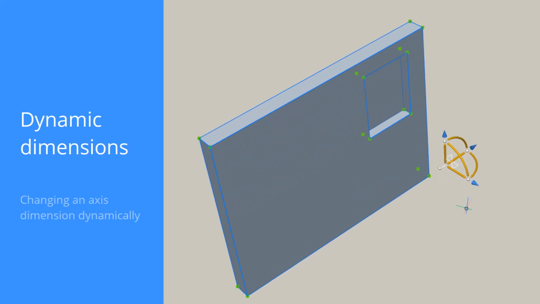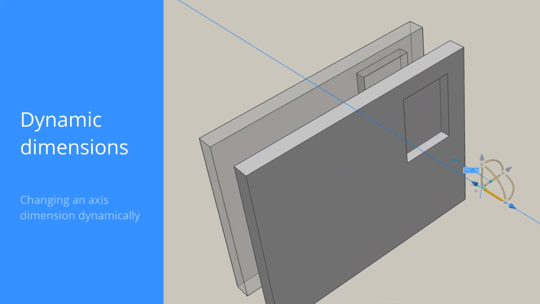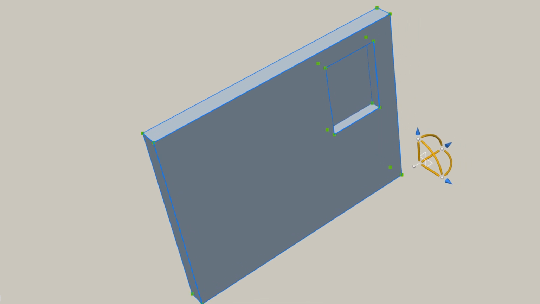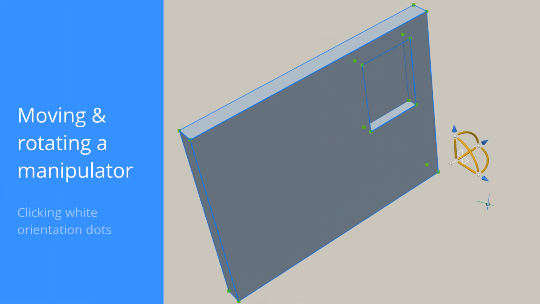Precise manipulation is always available through the manipulator's dynamic dimensions. You can rotate and relocate the manipulator on the selected solid by left-clicking on the white orientation dots.